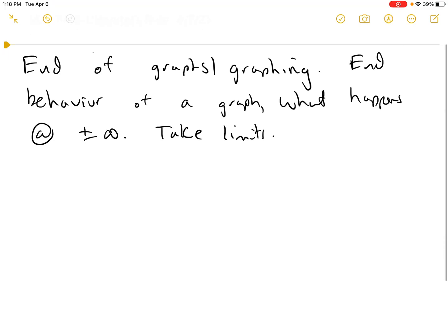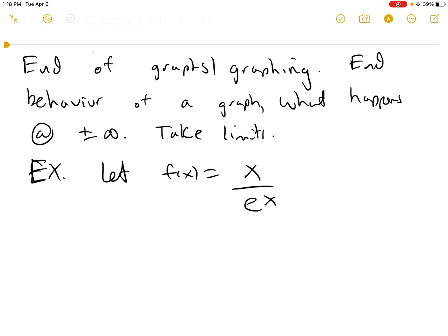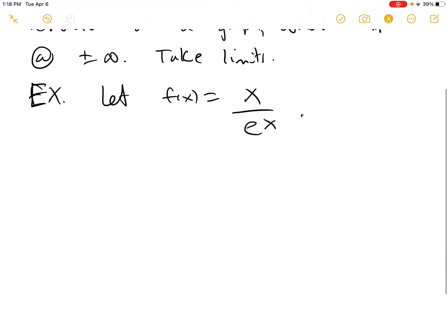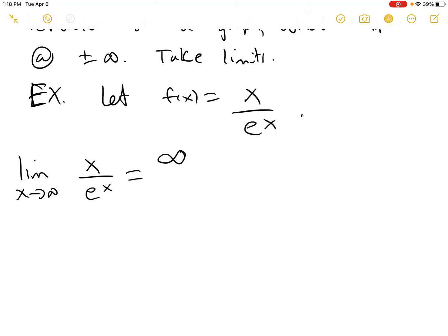Okay, so here's one of my favorite examples. We're going to let f of x be the function x over e to the x. Okay? And what we want to do here is compute the limit, because we want to know what happens at the end, right? So we compute the limit as x goes to infinity of x over e to the x, right? And we know the quotient of the limit is the limit of the quotient, so the limit as x goes to infinity of x is infinity. And the limit as x goes to infinity of e to the x is also infinity.